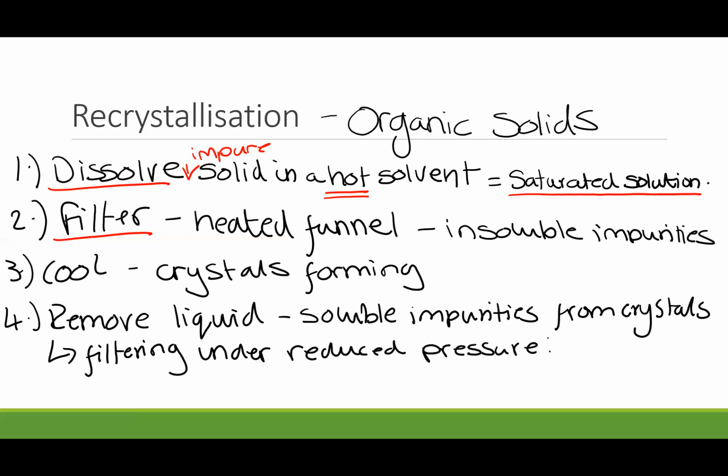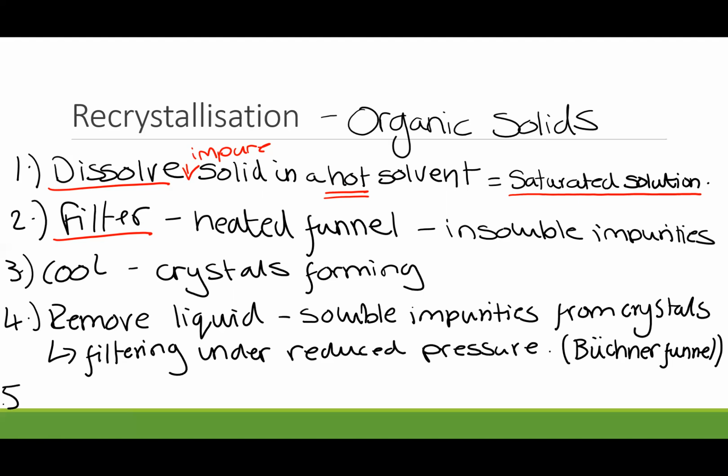How we do this is we pour the mixture into a filter paper lined in a Buchner funnel. So we filter under reduced pressure. We do this by filtering through filter paper lined in a Buchner funnel, which is a flat bottom funnel with holes in the base, and that sits in a sidearm flask, which is then attached to a vacuum line.